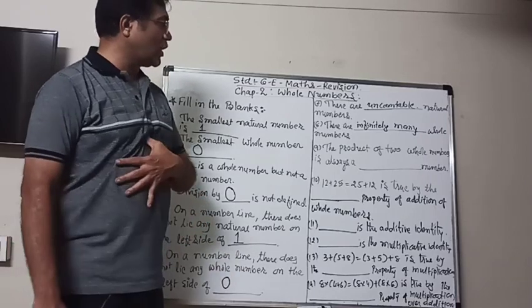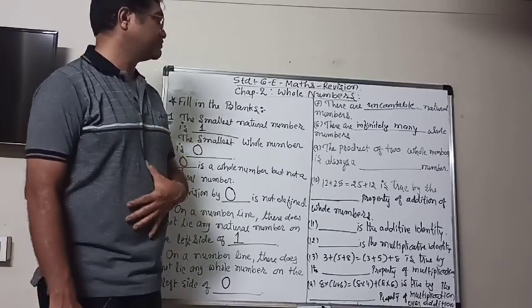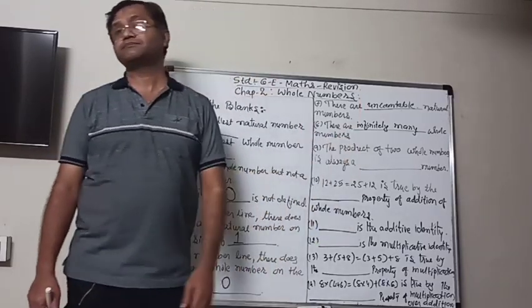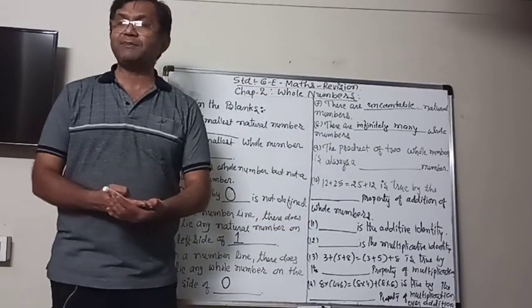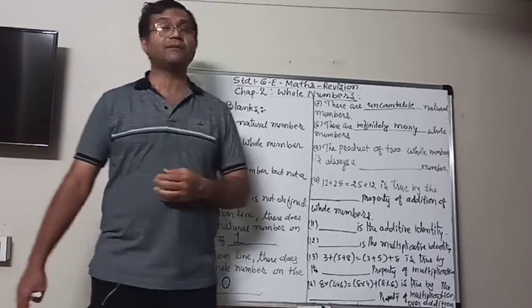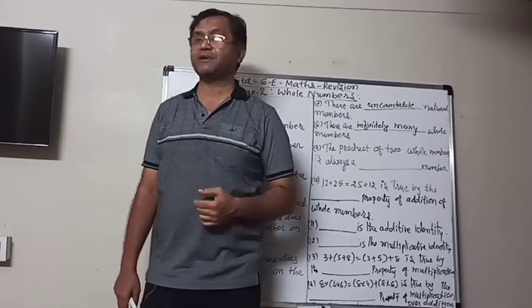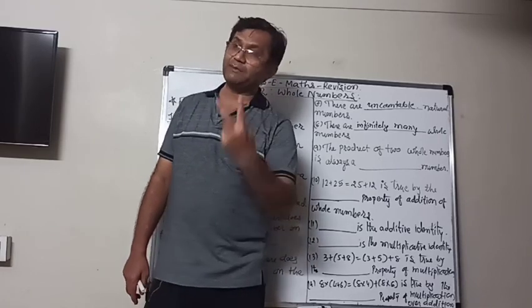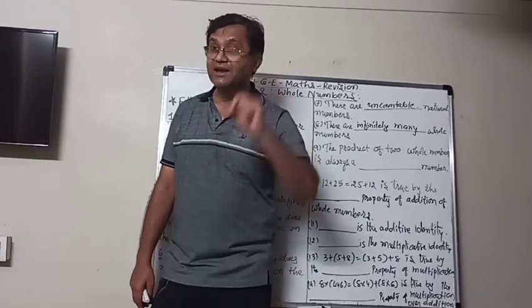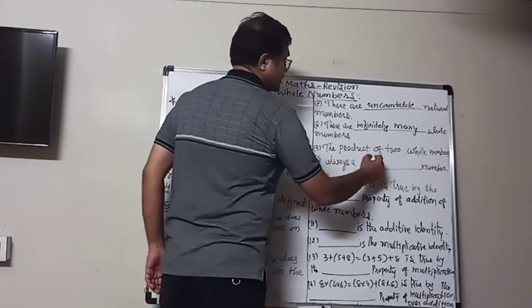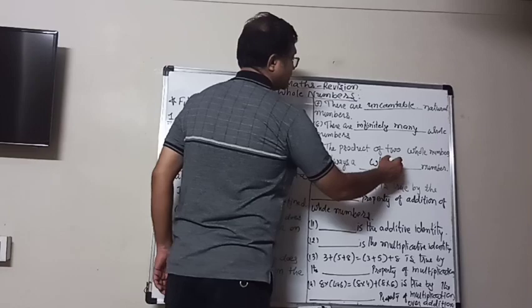Next, the product of two whole numbers is always a blank number. When you multiply any two whole numbers, it is the closure property. When we multiply two whole numbers, the answer is again a whole number. So it is always a whole number.